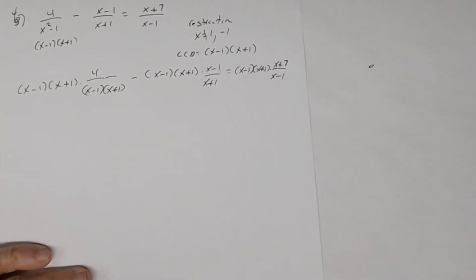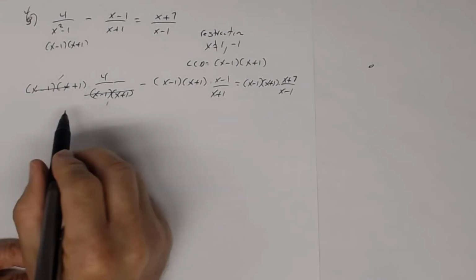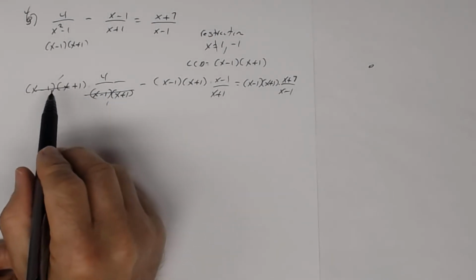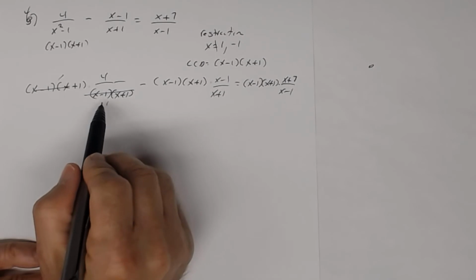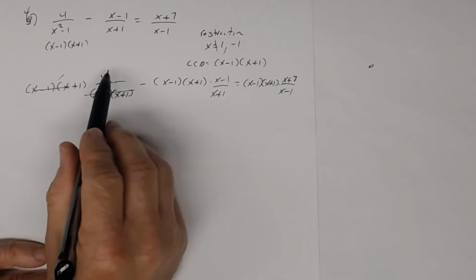Okay, now here's what's going to happen. You got to be careful. All these factors divide out. If you remember, the whole purpose of multiplying by the LCD is to get this fraction to be a factor of 1, and it is. So I have 1 times 4 is 4.